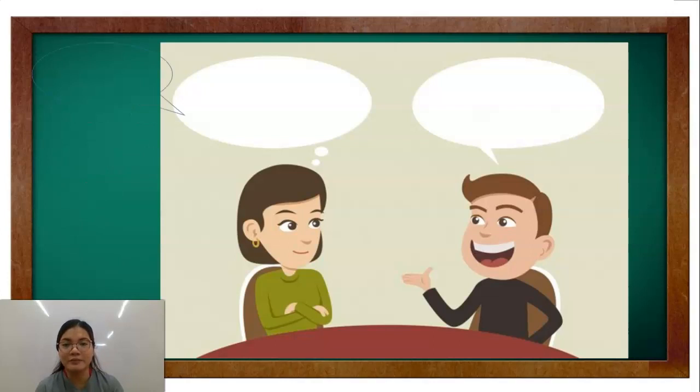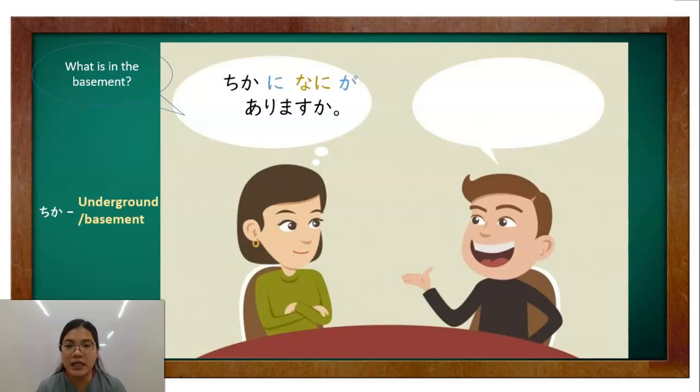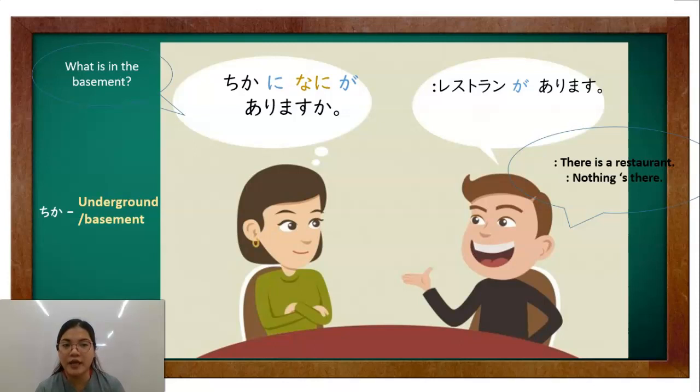Okay? For example, what is in the basement? Okay, so basement means chika. Okay? So, chika ni nani ga arimasu ka? 何がありますか? So he will answer, there is a restaurant. レストランがあります。 And for the negative, nothing's there. 何もありません。 Okay, so remember, place に interrogative がありますか?いますか?